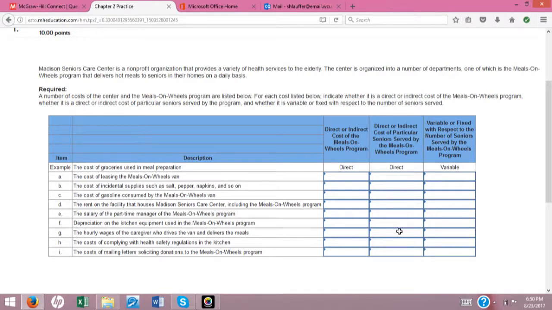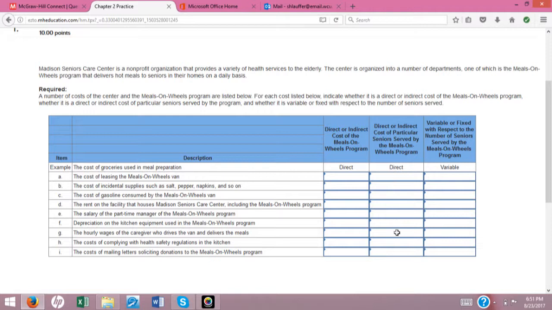In the next column, we've got direct or indirect costs of particular seniors served by the Meals on Wheels program. So the challenge here is to figure out what costs are directly associated with a meal for a particular person or particular people. Some things that we're going to be looking at will be associated, in that we have to use them in providing the meals, but they're not directly associated with a meal. So in this example, they've got the cost of groceries used in meal preparation. The cost of groceries is directly related to a meal that a senior eats because a senior is going to eat a hamburger or a French fry or whatever it is that they're cooking. So those are directly related.